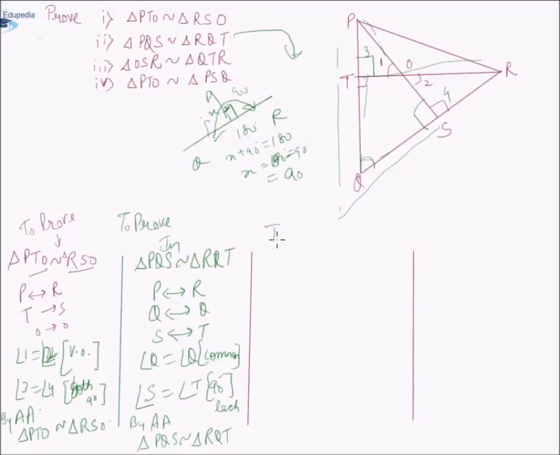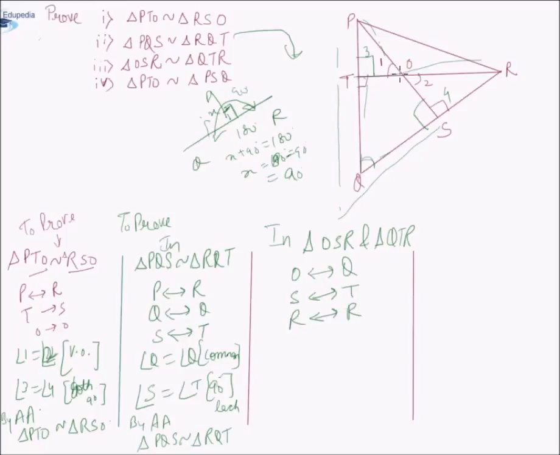Let us prove the third part, that is triangle OSR and triangle QTR. So to prove these two, we need to prove that O is corresponding to Q, S is corresponding to T, and R with R. Let us locate these two triangles.